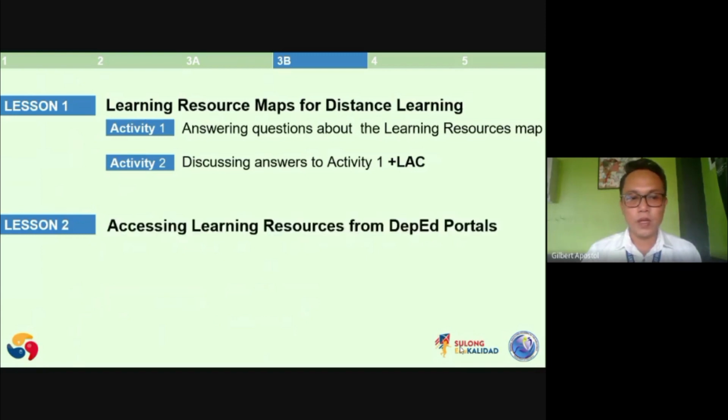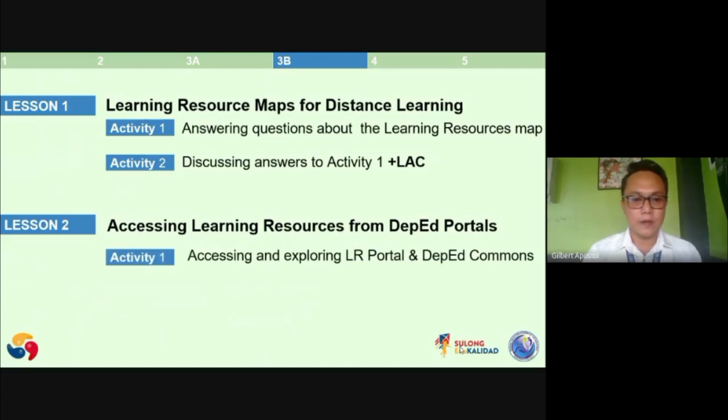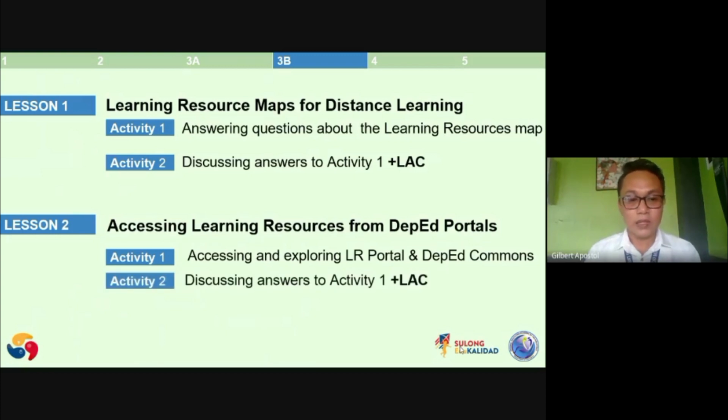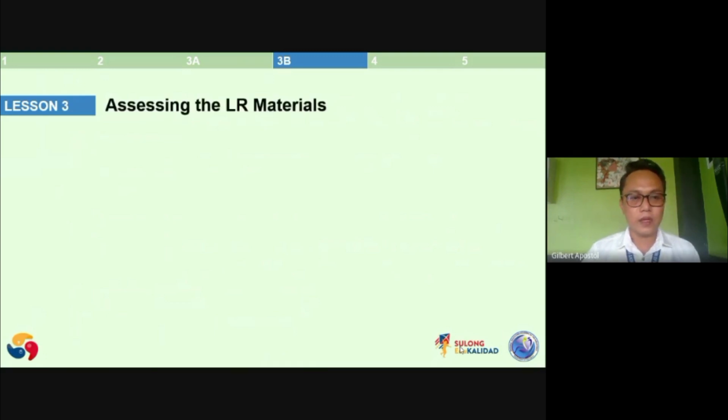For lesson 2, this is accessing learning resources from the DepEd portals. Activity number 1 is accessing and exploring LR portal and DepEd Commons. So in this activity, make sure that you have registered already in the LR portal using your DepEd email account. Activity number 2 is discussing answers to activity number 1 plus LAC. And for lesson 3, we have assessing the LR materials.